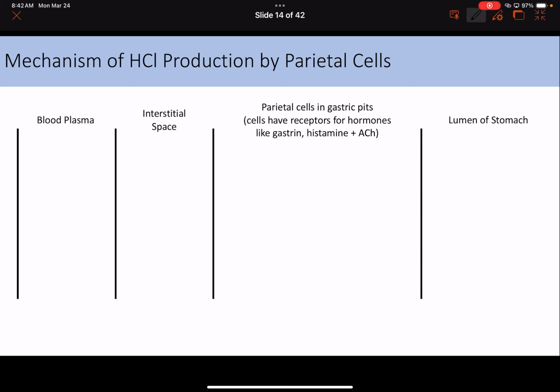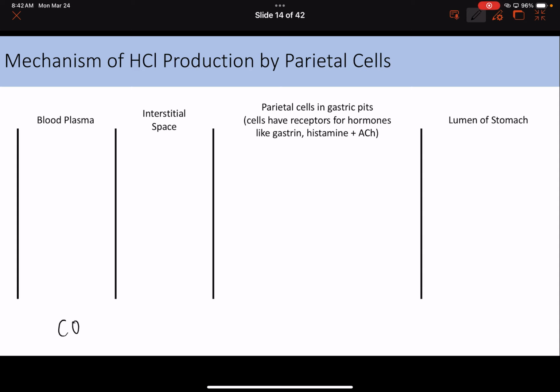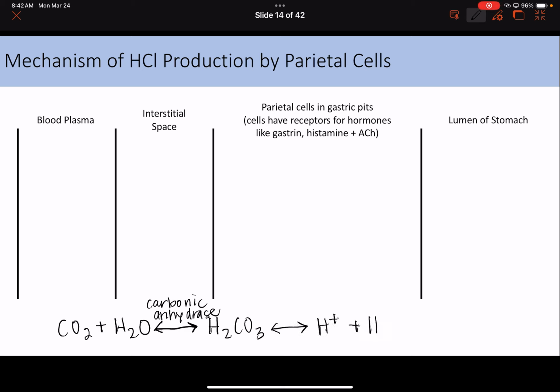All right, so next is how we produce hydrochloric acid in the parietal cells. We're going to be using that equation that everyone loves: CO2 plus water is reversible with carbonic acid. Anybody remember the enzyme that does this conversion? Carbonic anhydrase. And then that's reversible with a hydrogen ion and a bicarbonate ion.